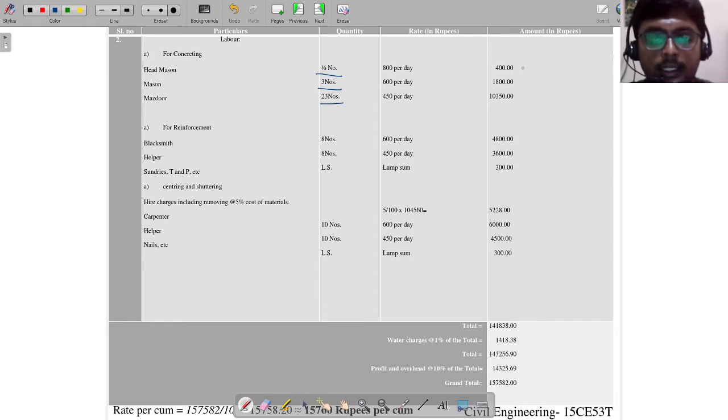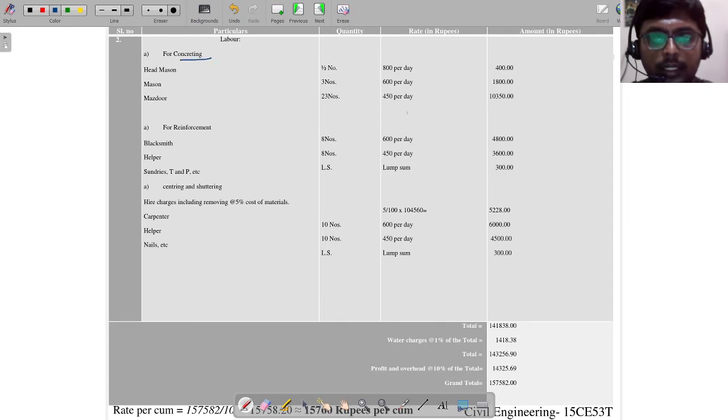As you know, each laborer's work is calculated as 8 hours per day. So head mason is required only half number. That means he is required only for 4 hours in a day. So that is why we are giving him only 400 rupees. This is the meaning of half number. We need the head mason only for half a day, so we take 800 into half, we get 400 rupees. So that is why it is important to remember the quantity of labor required for a particular quantity of work.